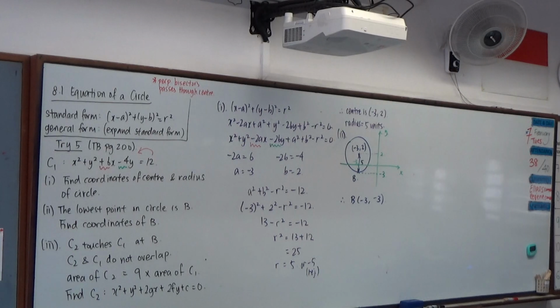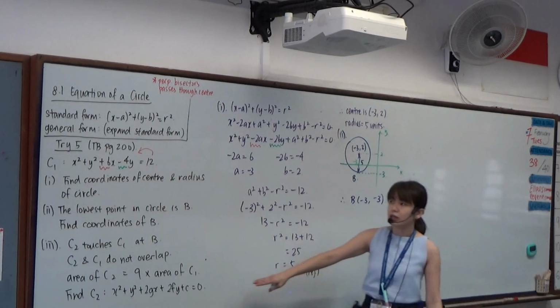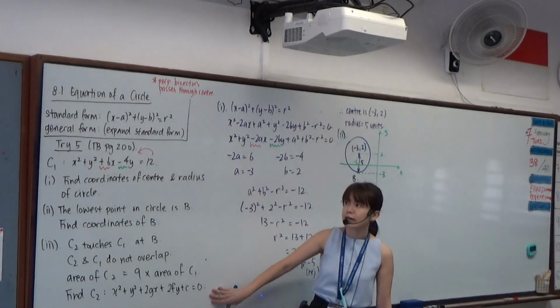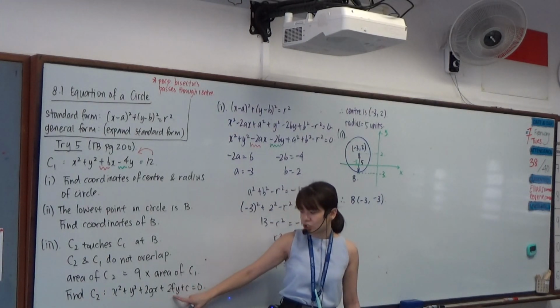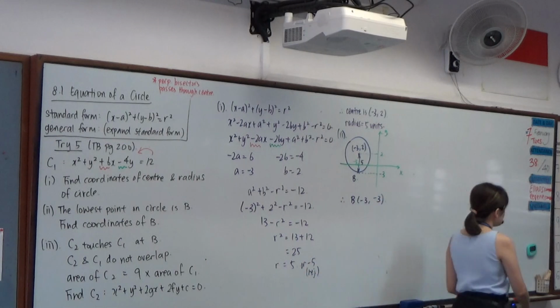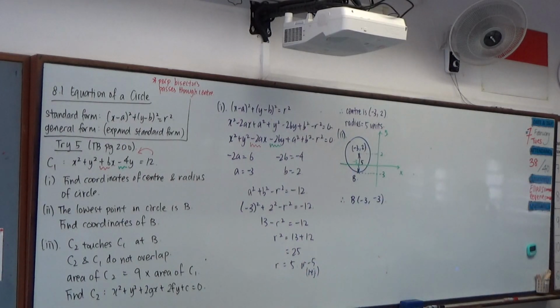Despite being written in this manner, it is actually a general form, so you need to recognize that. And then the question wants you to specify what is the value of g, f, and c, which we can do by comparison. Let's try to comprehend the question first, since the question did not give any diagram.